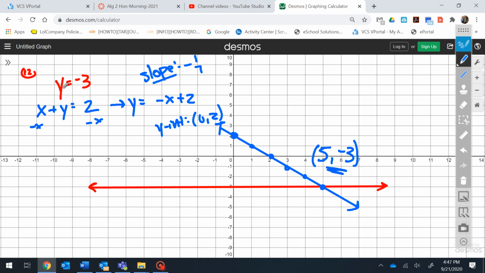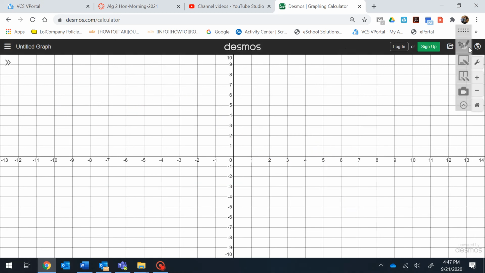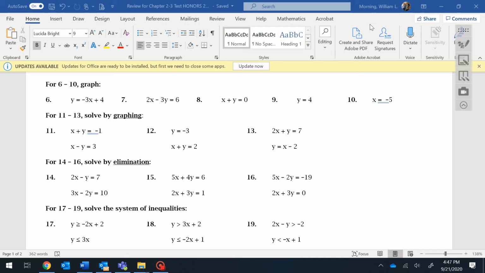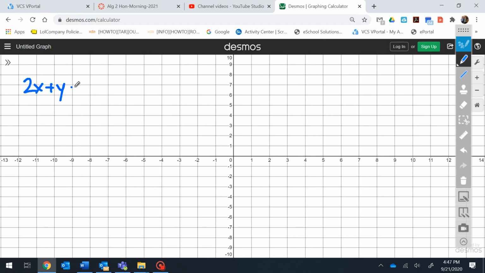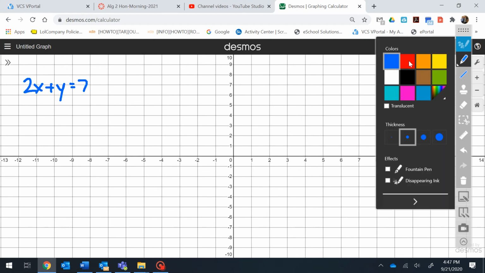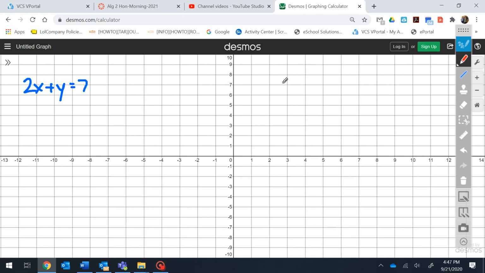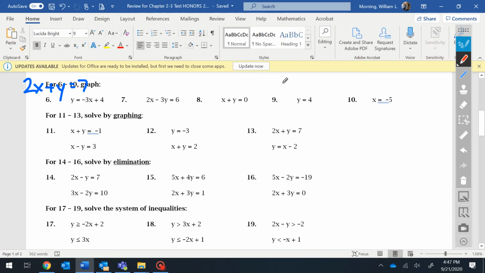And you can see y equals -3, of course, it works for the first one. And then for the second one, 5 plus -3 is 2. It definitely works for the second one. So this would work for both the first and the second equations. So that's number 12. Number 13, 2x plus y equals 7, y equals x minus 2.